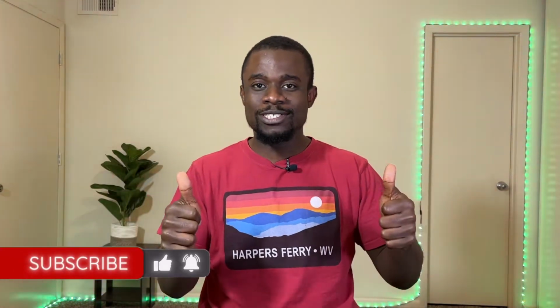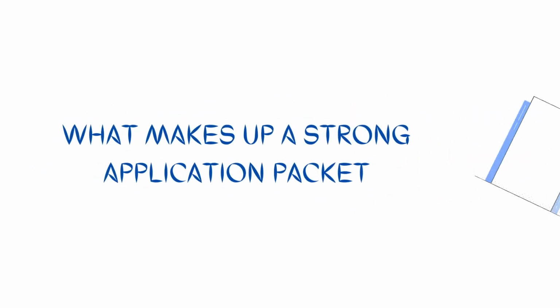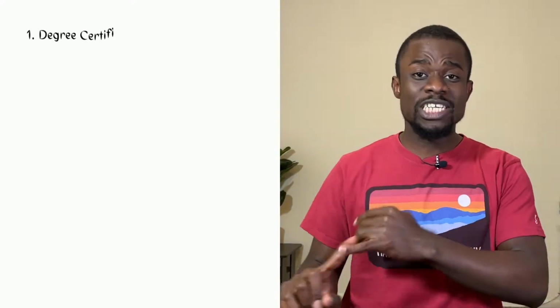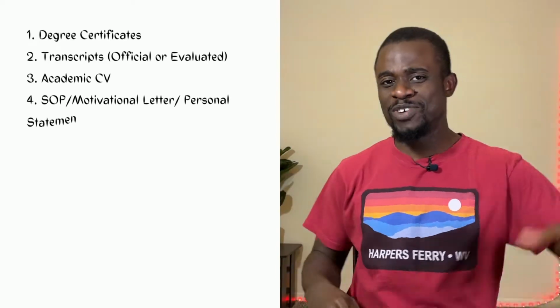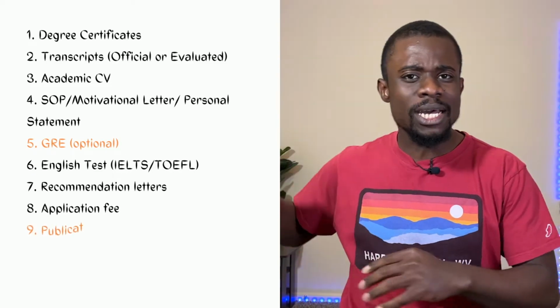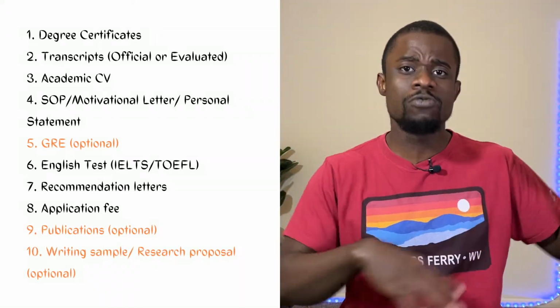Alright, first up, what makes up a strong application packet? For many American universities, a strong application packet is made up of 7 required documents and about 3 optional ones. But for most of my applications, I had to use about 8 of these documents. So we have degree certificates, transcripts, academic CV, the SOP or personal statement or motivational letter, the GRE, the English test, recommendation letter, application fee, publications, and then writing sample or research proposal.